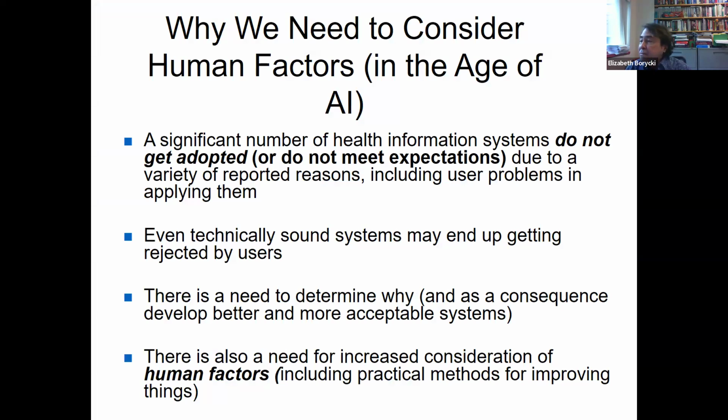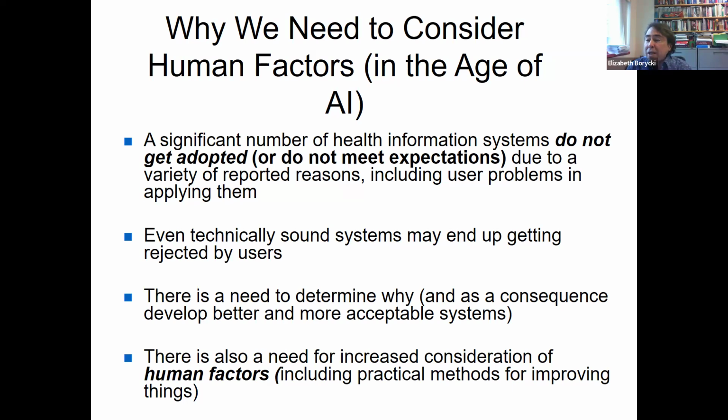So why do we need to consider human factors in the age of AI? Well, a significant number of health information systems do not get adopted or do not meet expectations. And having worked in AI through several cycles of it, I mean, I worked in the 80s, and we had something called an AI winter by 1990. There was so much expectation that didn't live up to it. And then it kind of went underground for a while. And now with success of generative AI, it's coming back, but I'm sure we'll still end up seeing that cycle.